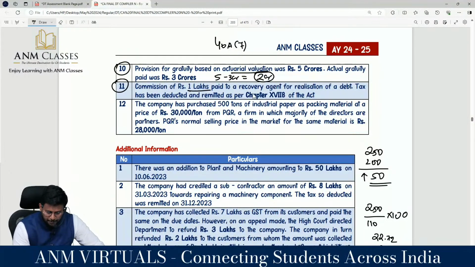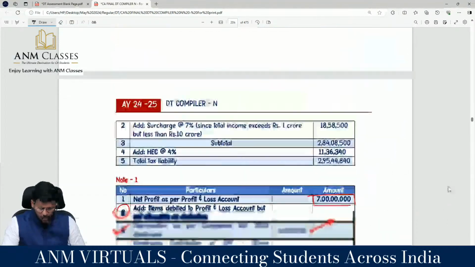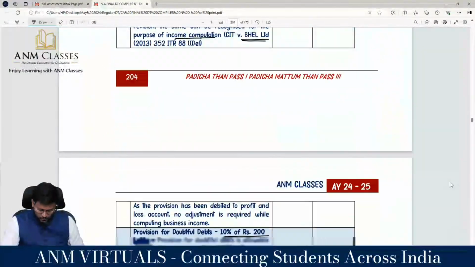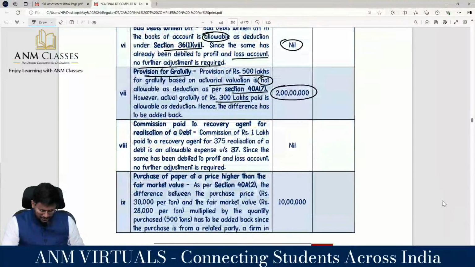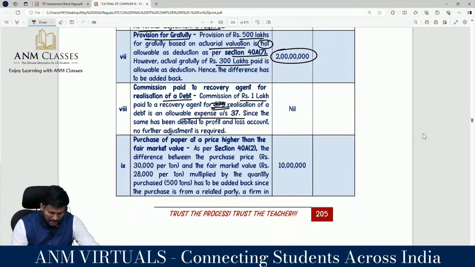Commission of 1 lakh paid to a recovery agent for realization of debt. Tax has been deducted and remitted as per Chapter 17B of the Act. Then why are you talking about disallowance? Hello sir, no problem with regard to the TDS part. Which point is talking about TDS? Commission paid to recovery agent for realization of debt. Commission of 1 lakh paid to a recovery agent for realization of debt is an allowable expenditure under what section? Since the same has been debited to P&L, no further adjustment is required.